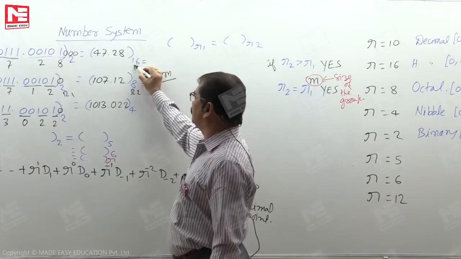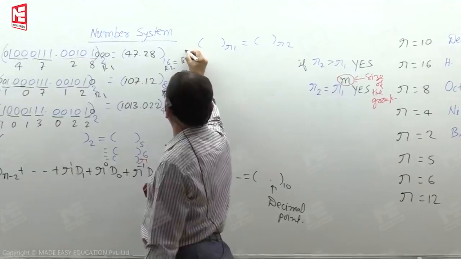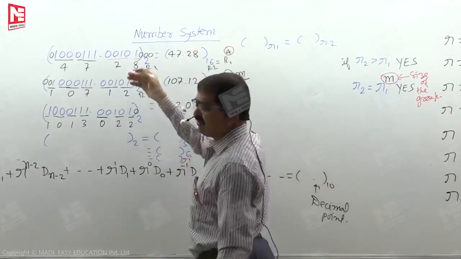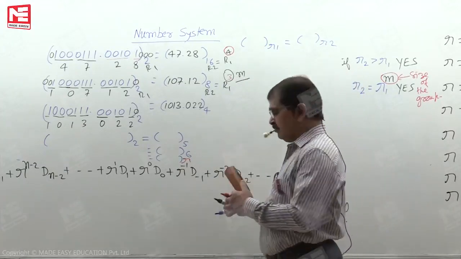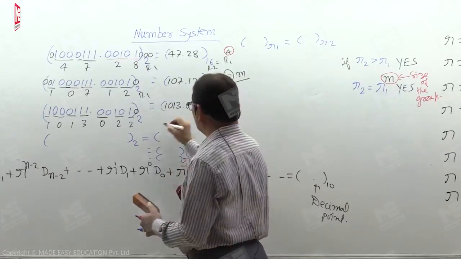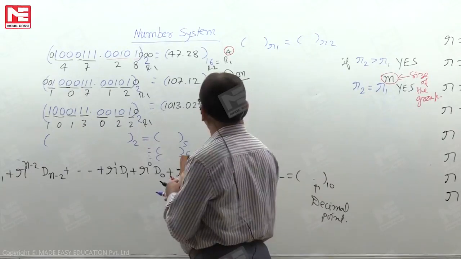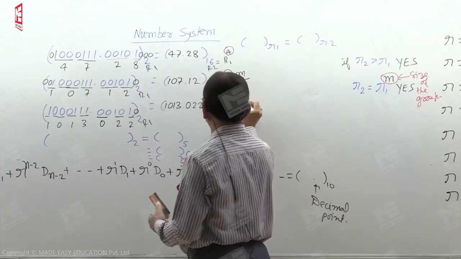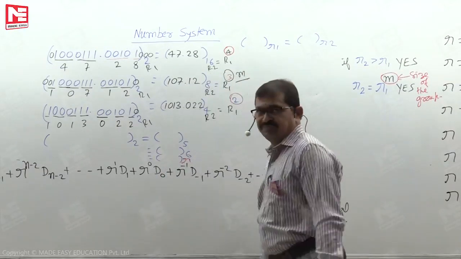Here this is R2, this is R1. So R1 to the power of 4. It is the reason why we have the group size as 4 bits when we are converting the binary number to hexadecimal. Similarly, here this is R2, this is R1. We are expressing this as R1 to the power of 2. Hence, the group size is 2 bits.